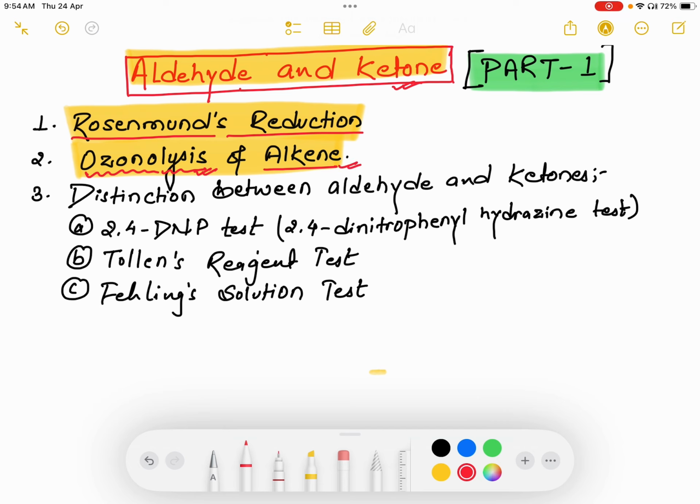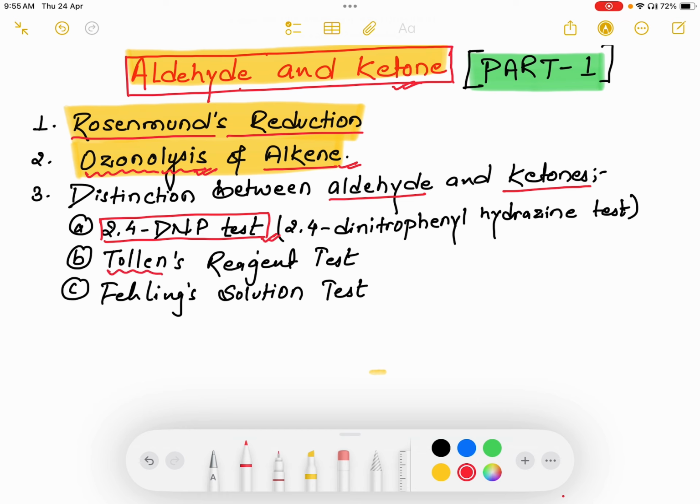Next, you have distinction between them. How can we identify whether the compound is an aldehyde or a ketone? The very first is the 2,4-DNP test. The 2,4-DNP test is usually used to identify carbonyl compounds. That is, it will help us identify whether, from the group of compounds, it is an aldehyde or a ketone.